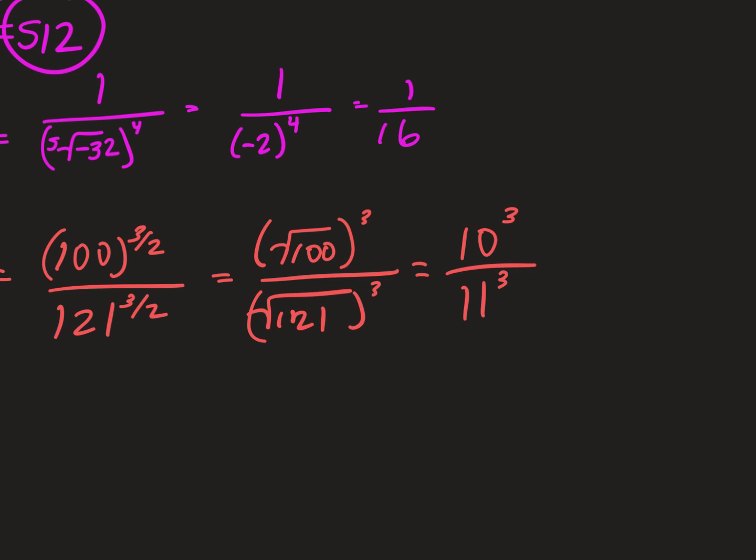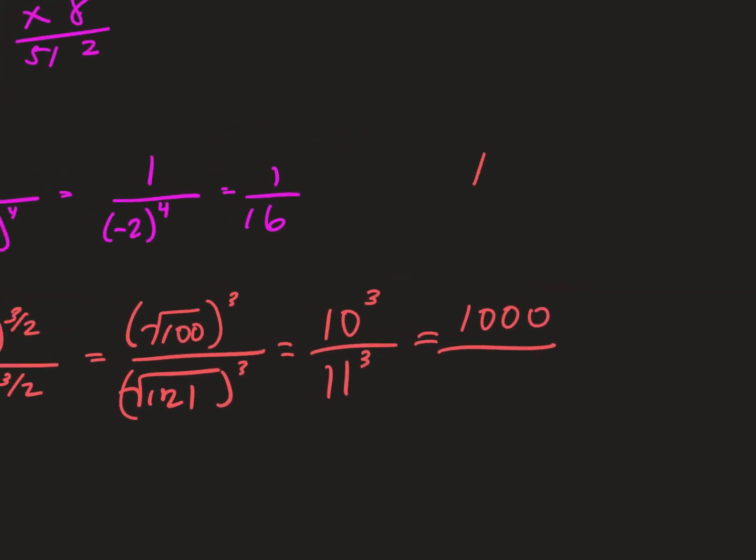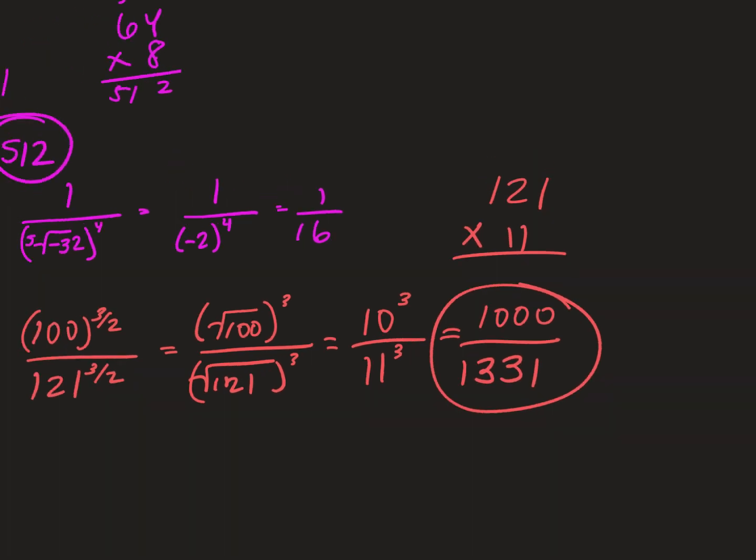Now what are we thinking? We're stuck. Hold on. What is 10 cubed? 1,000. All right. Does anyone know offhand what 11 cubed is? No. What is 11 squared? 121. So then let's take our pencil. 121 times 11. What is it? 1,331. Good, good, good.